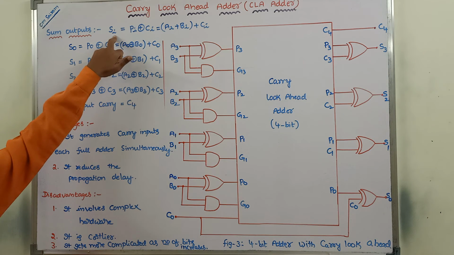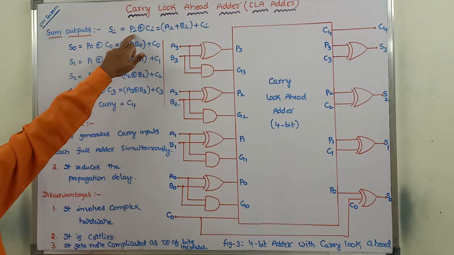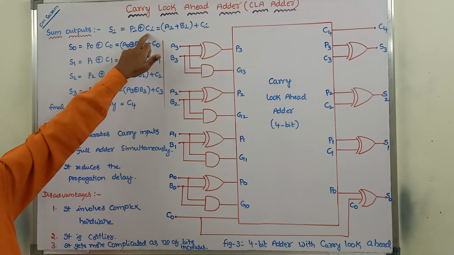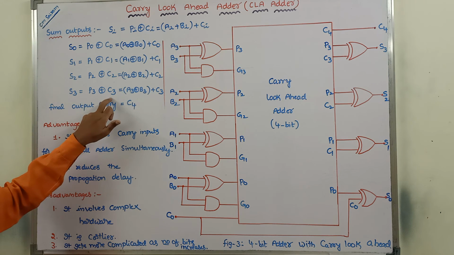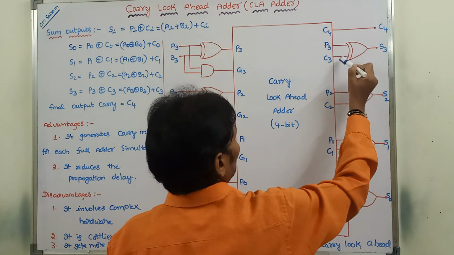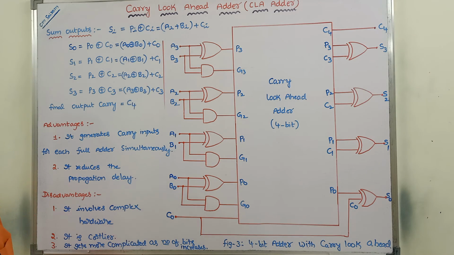Then it becomes S3 is equal to, substituting i value 3 here, it becomes P3. Substituting i value 3 here, it becomes C3. P3 exclusive OR C3. So P3 and C3 are applied to a two-input exclusive OR gate. It becomes P3 exclusive OR C3. That is nothing but S3.